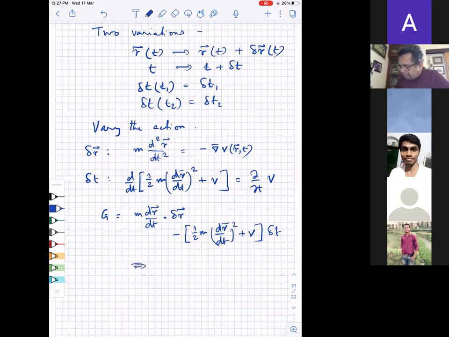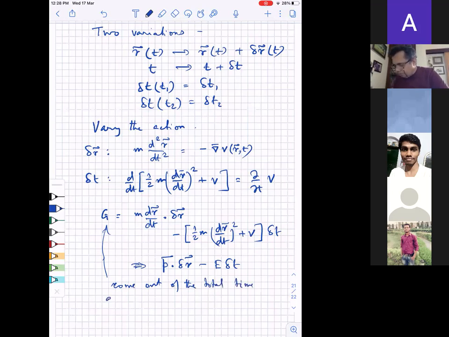This is basically P dot delta R minus E dot delta T. So this term will come. This will depend on the total time derivative given at the change in endpoint. So this comes out of the total time derivative at the endpoints.